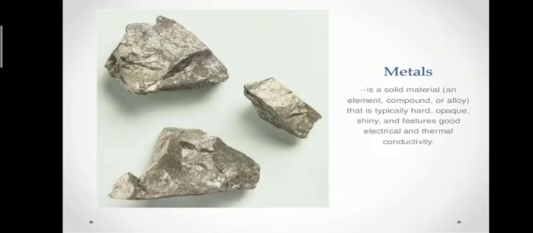Now this is the general concept about metals, that metal is a solid material, an element, compound or alloy that is typically hard, opaque, shiny and features good electrical and thermal conductivity. I am explaining these properties again and again.